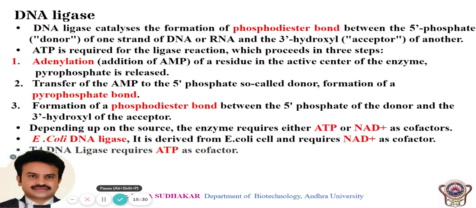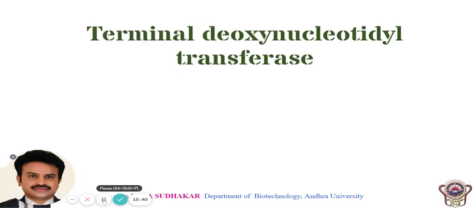E. coli cell and requires NAD plus as cofactor. T4 DNA ligase requires ATP as cofactor. These are the salient features of DNA ligases.